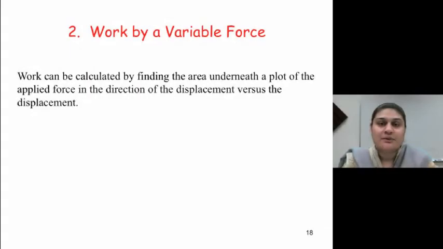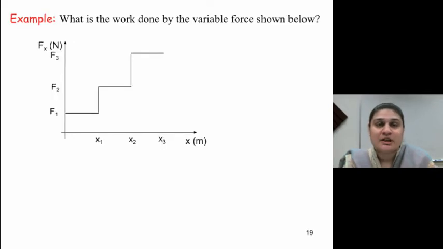So now let's look at the work done by a variable force. Work can be calculated by finding the area underneath a plot of the applied force in the direction of the displacement vector versus the displacement itself. As an example, to find the work done by a variable force, we would plot the variable force versus the displacement it corresponds to on an XY graph, where your displacement vector goes on the x-axis and your force vectors go on the y-axis.